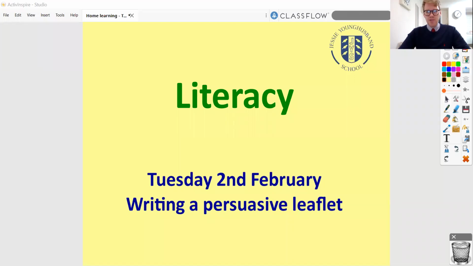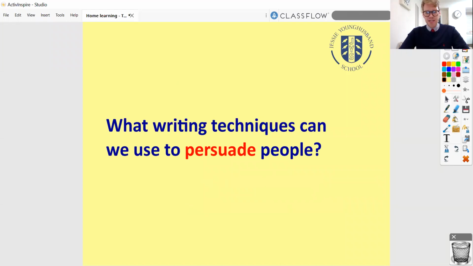We're going to start today, as we always do, by thinking about literacy. And I'm sure by now you know pretty much exactly what I'm going to be saying, because we're really deep into our unit now and we know exactly what we're doing. We are, of course, using some persuasive writing. We are writing our persuasive leaflet for the Great Exhibition.